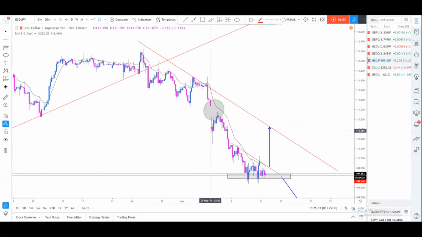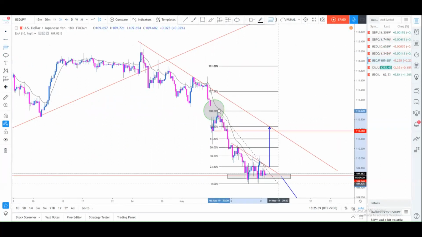And also we have a structure right over here, which is, yeah, it is close to 78.6, doesn't matter. That's anyway also on my eye on this level. So this is my expectation on USDJPY.